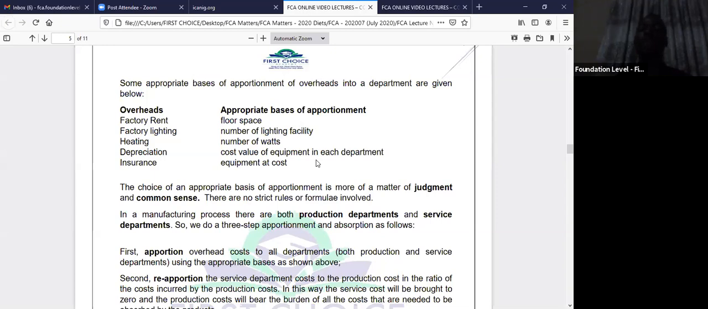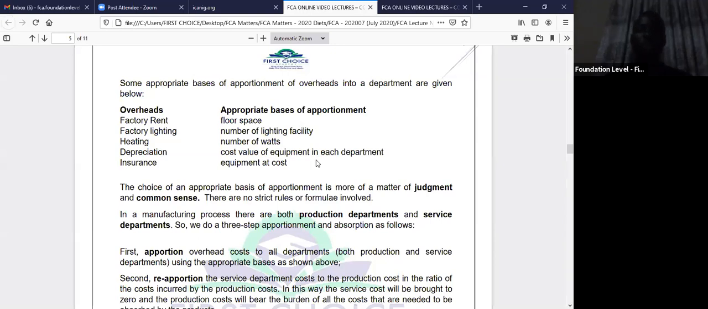They don't come in contact with the products, but without the service department, the production department may not be able to function well. For example, if there are repairs that should be done to the production machine, it comes from the service department. But the repairer does not have anything to do with the product. But if the machine is not repaired, the production department cannot use it to produce. And so in the manufacturing process, we should have both production and service.